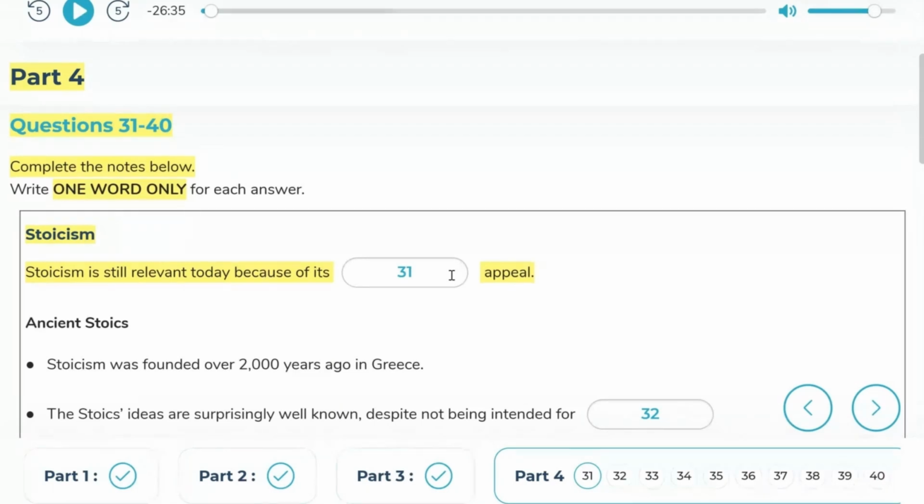Now question is, stoicism is relevant today. What is the reason? Appeal of stoicism. How is the appeal? Appeal is good appeal, bad appeal, or practical appeal, or non-practical appeal, or anything like that.